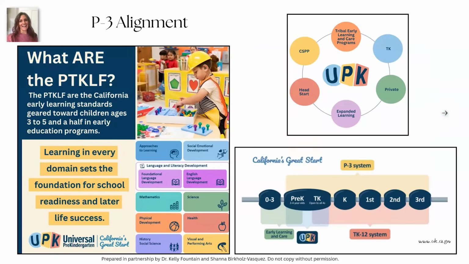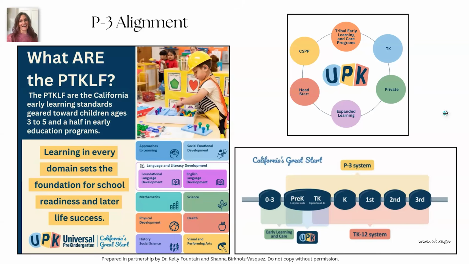We wanted to, on our next slide, talk a little bit about our P3 alignment work that we've done, because we really believe that, with universal transitional kindergarten, we see this as an opportunity to bridge that gap between our early learning and care system and our K-12 system, creating a really strong P3 alignment. And so we wanted to just make sure that we highlighted that. We see that as working both horizontally and vertically to really create coherence across grades and systems.